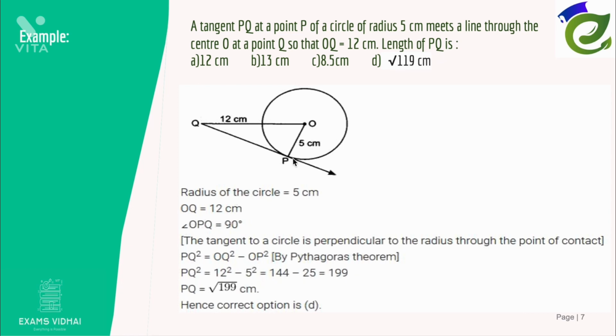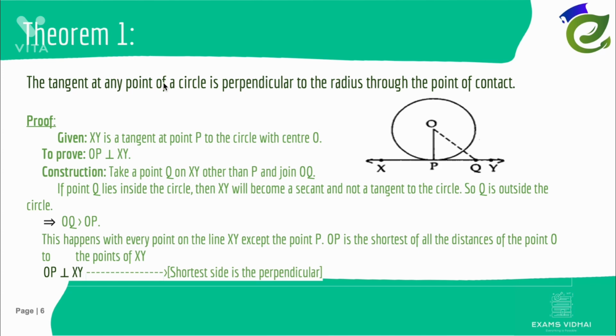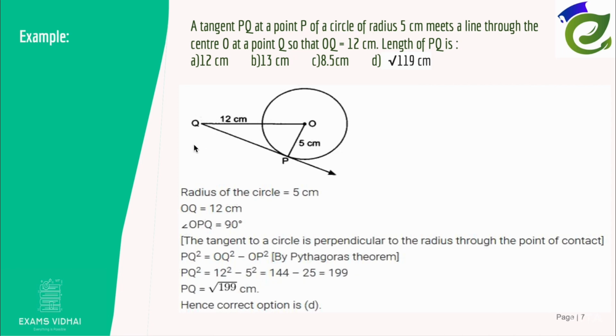As per the earlier theorem, the tangent at any point of a circle is perpendicular to the radius through the point of contact. So this is the tangent and this is the radius of the circle, which tells us that this is a right angle. So it obviously becomes a right angle triangle. When it is a right angle triangle, to find the side PQ, we use the Pythagoras theorem, which says that OQ square is equal to OP square plus PQ square. So, if we send OP square to the other side, we get PQ square is equal to 12 square minus 5 square, which results in 199.